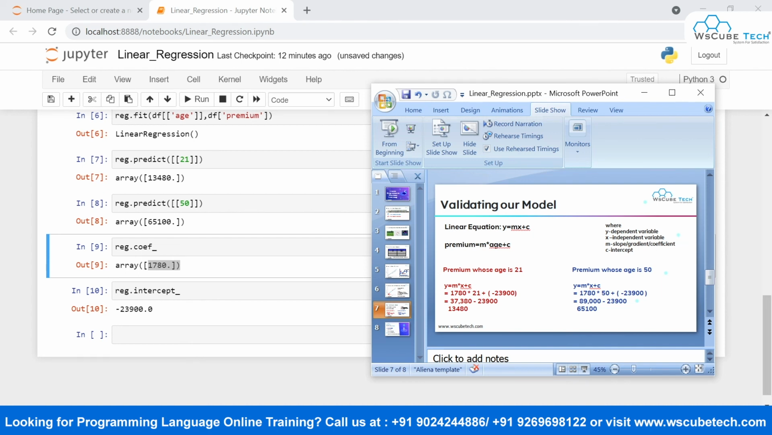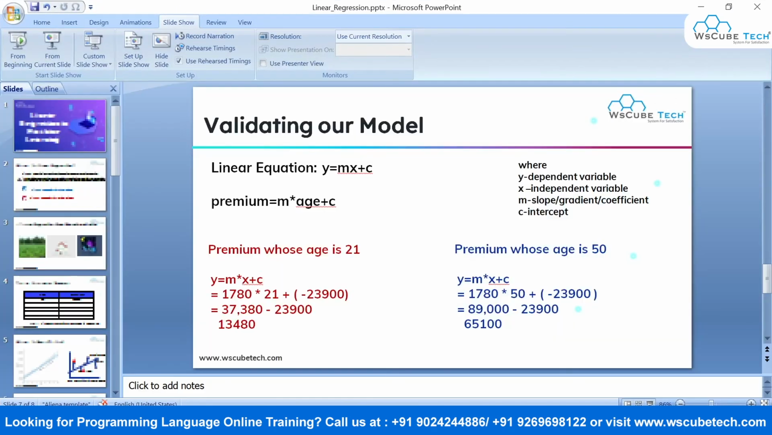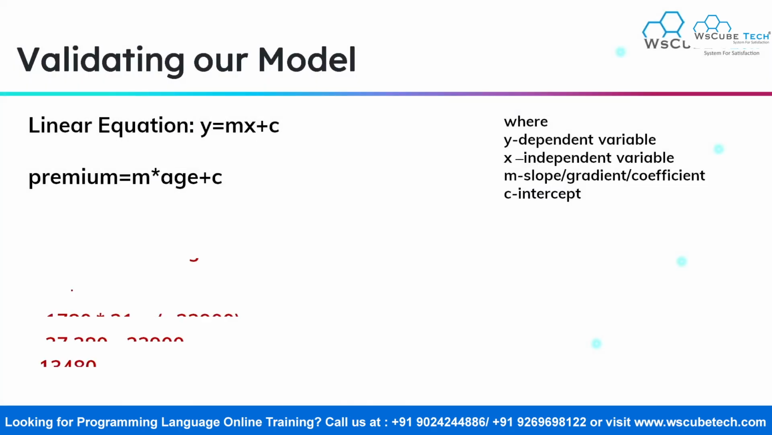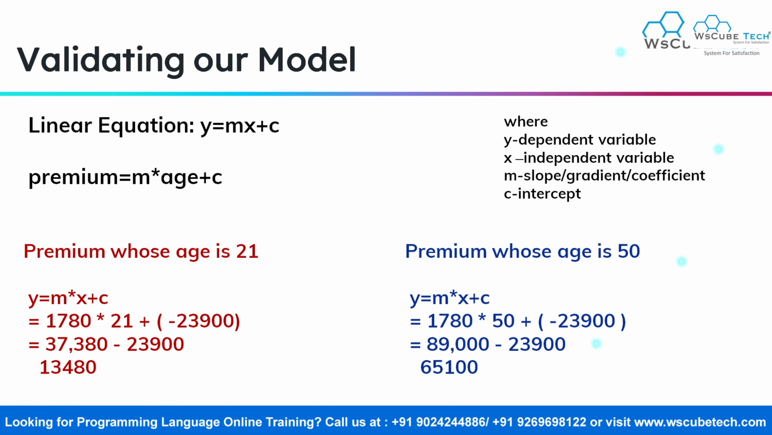Similarly for the age 50, if you calculate this way, this is my slope multiplied by this age, plus the intercept that I just showed you. We did the calculation and we get 65,100, and that is the exact result that we are getting. So this is how we validate our model. This is how we did the validation. I hope that you are clear with this concept.